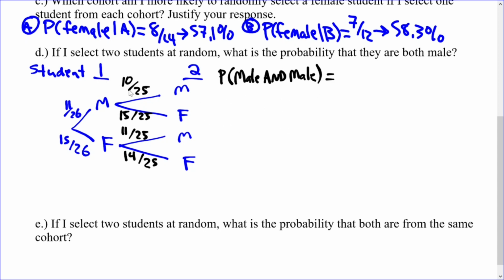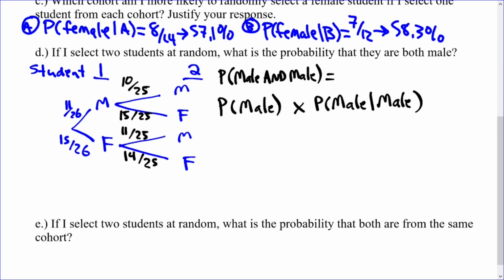So we're going to have equals probability of male given that the first student was male. Two aspects we need to consider: the probability that the first student was male, and, and means we're going to multiply, the probability that the second student is male given that the first student was male. And we have those values from our tree diagram, so let's take a look.